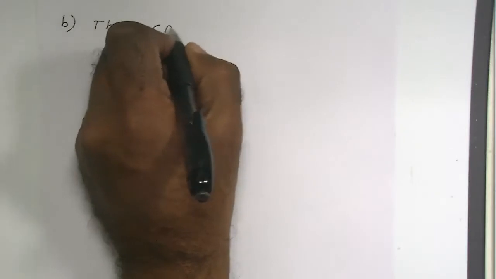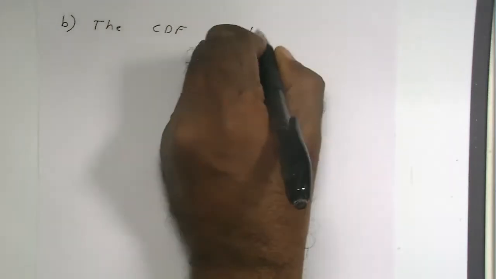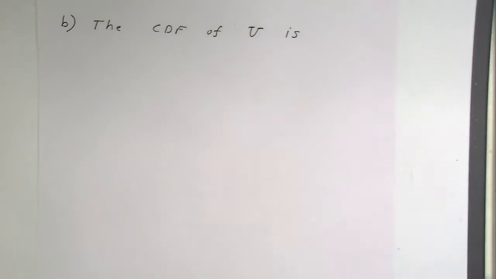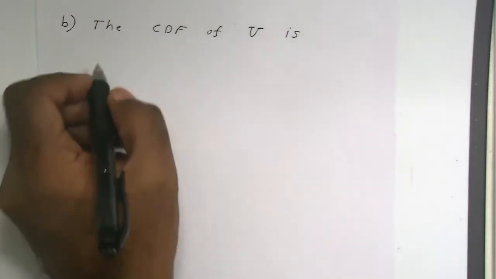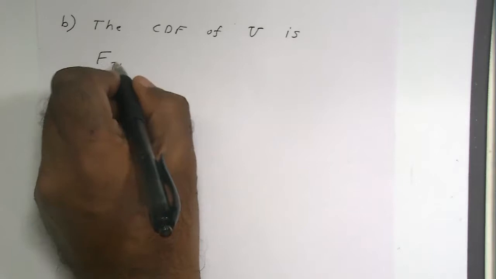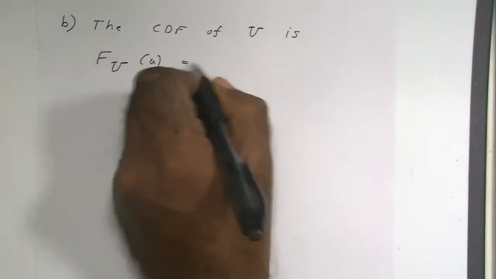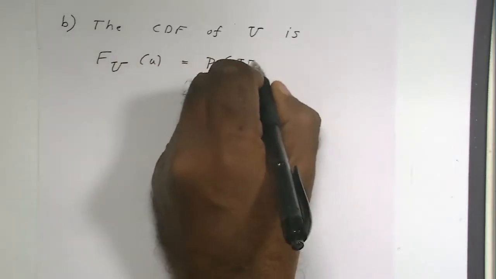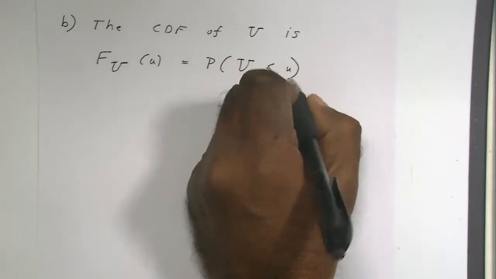Okay. So now let's move on to B. Remember, B is the minimum portfolio loss, right? So the CDF of U is the probability that the minimum is less than or equal to U. Okay.